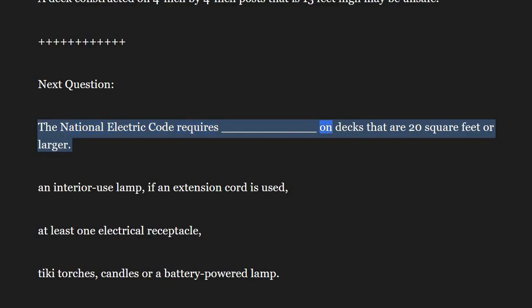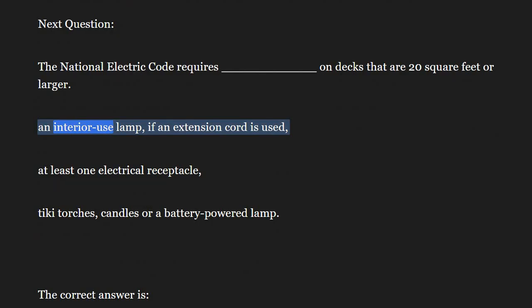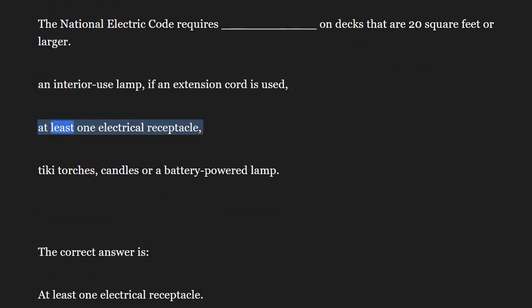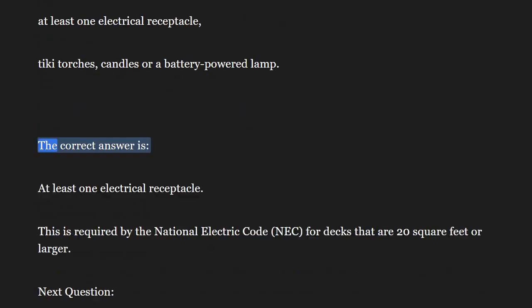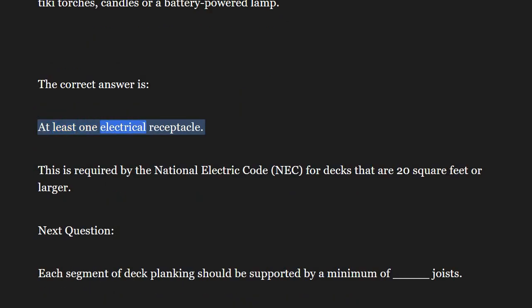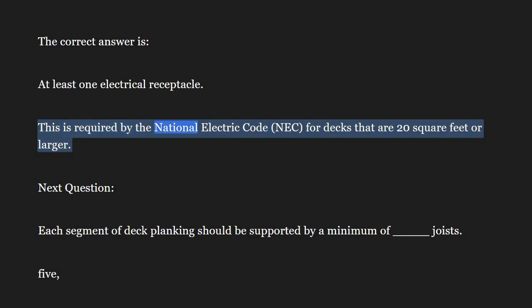Next question. The National Electric Code requires on decks that are 20 square feet or larger: an interior use lamp if an extension cord is used, at least one electrical receptacle, tiki torches, candles, or a battery-powered lamp. The correct answer is at least one electrical receptacle. This is required by the National Electric Code for decks that are 20 square feet or larger.